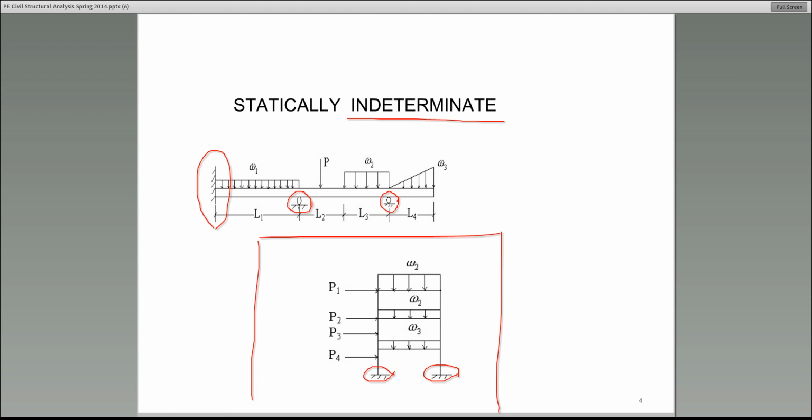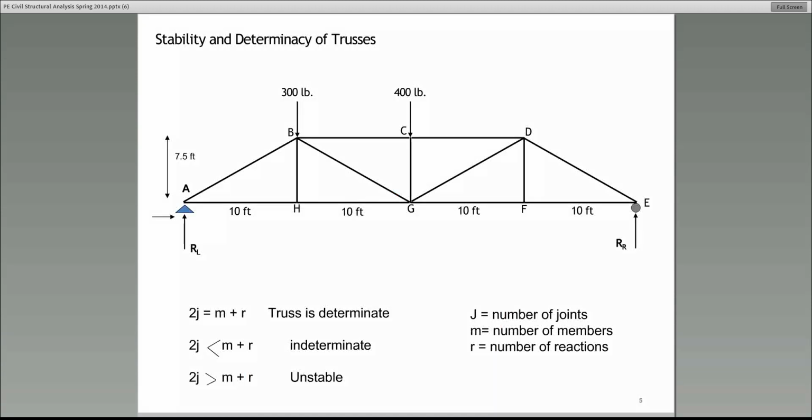Amgad Fahmi is saying that he didn't get the discussion about indeterminacy. Fahmi, just very quickly, check the number of unknowns that you have against the number of equations that are available to you. If the number of unknowns, which are the reactions at the supports, exceeds the number of equations that you have available to you, that is indeterminate. All right? If you have further questions, Amgad, please send me an email. Let's move on, guys.